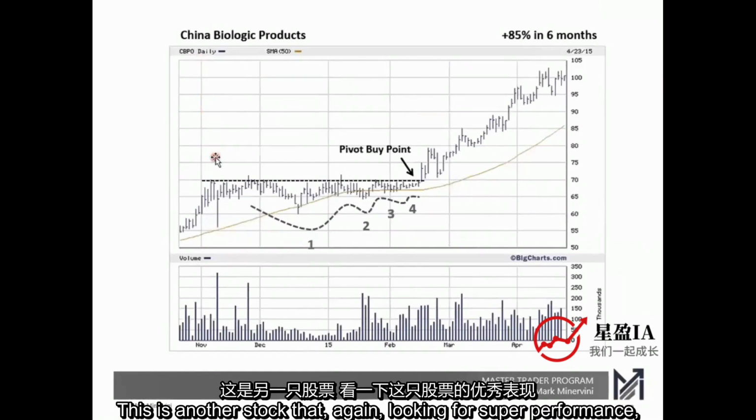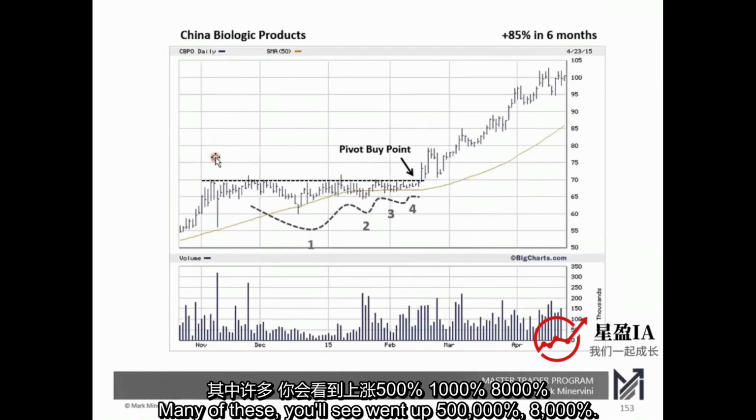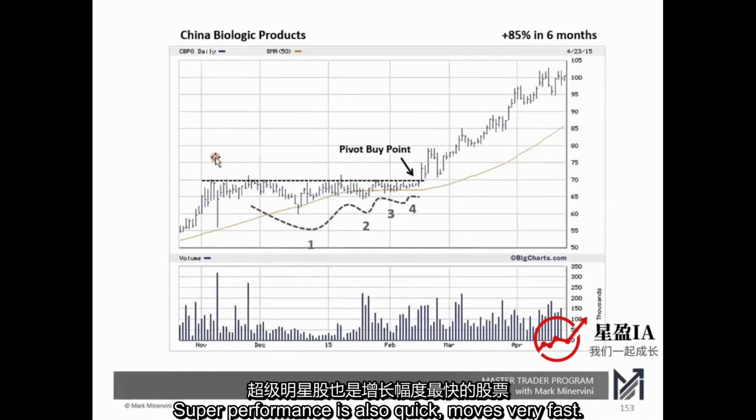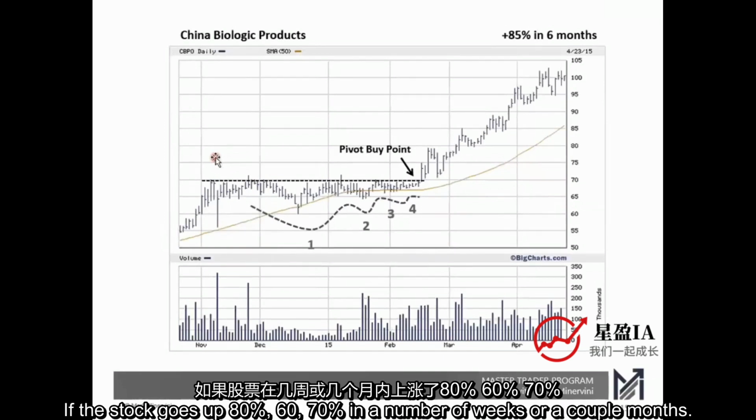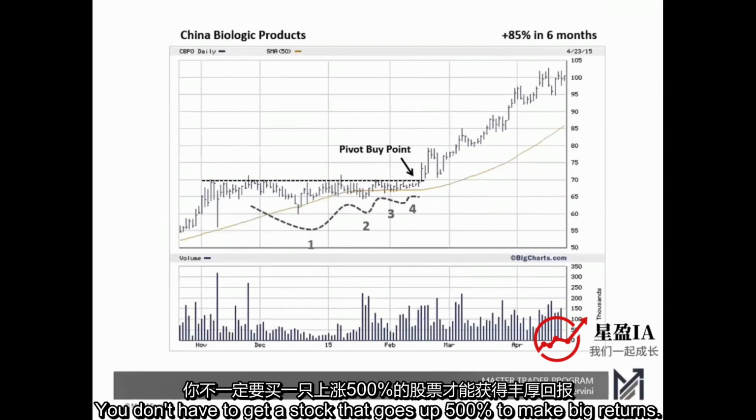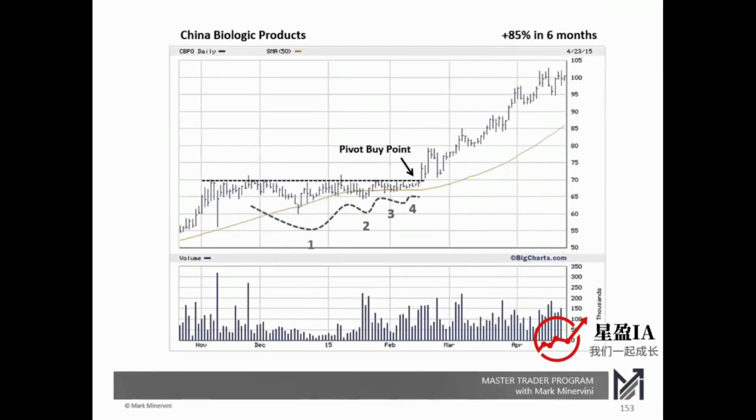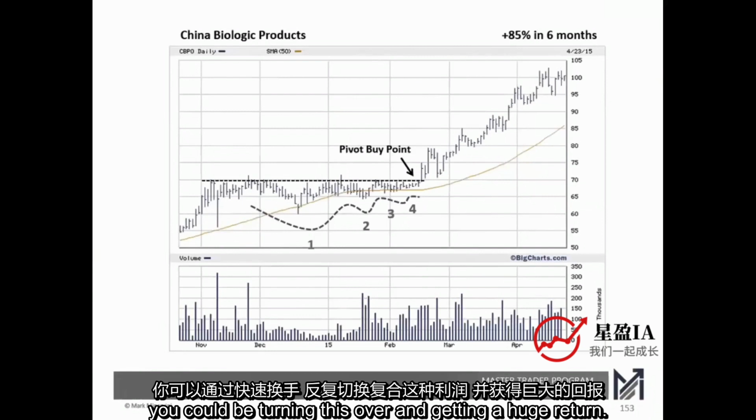This is another stock, and again, we're looking for super performance. I know we're going to look at a lot of charts here, and many of these you'll see went up 500, 1,000%, 8,000%. Super performance is also quick moves, very fast. If a stock goes up 80%, 60, 70% in a number of weeks or a couple months, that is a big move, and that can really make a difference on your portfolio. You don't have to get a stock that goes up 500% to make big returns. If you're compounding these and you're getting stocks that are moving even 25, 30, 35% in just a number of days or weeks, you could be turning this over and getting a huge return.